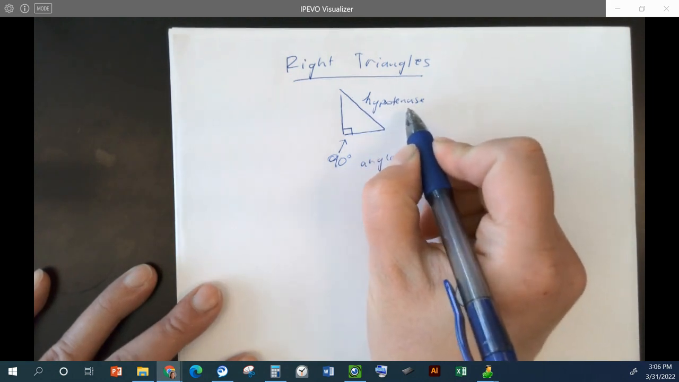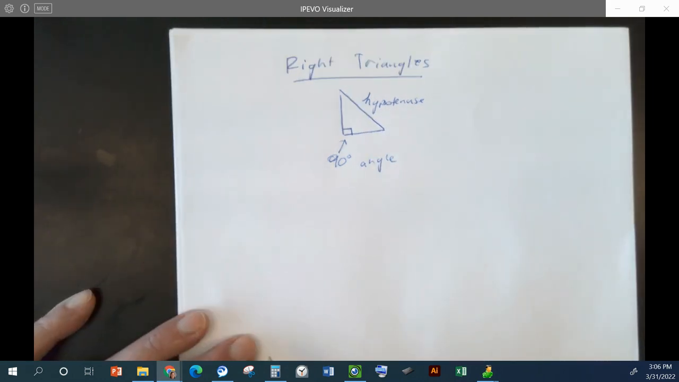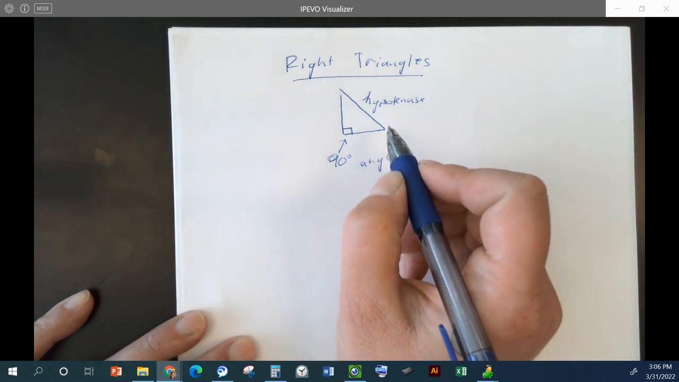So this is always our hypotenuse. And then we usually are talking about some angle.